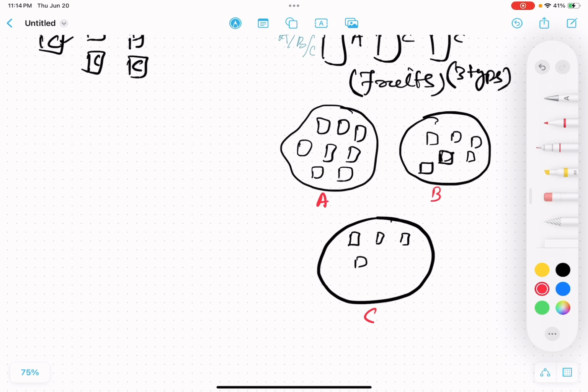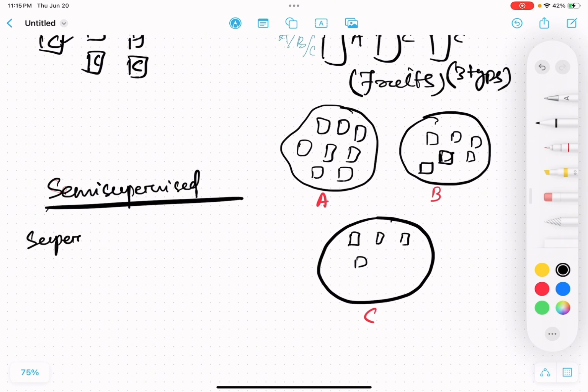Now let's see what is semi-supervised machine learning. From the name, it is very obvious that semi-supervised machine learning is a combination of supervised and unsupervised machine learning techniques. So it's a combination of supervised plus unsupervised. Okay. In this case, what happens?